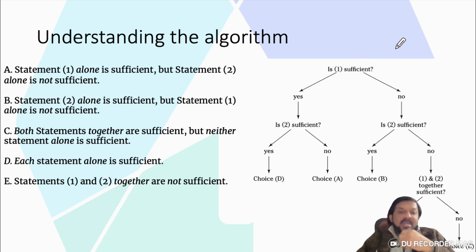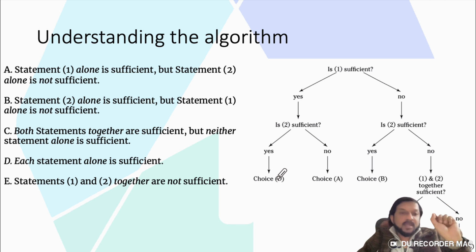1. Is statement 1 sufficient to answer the question? If yes, you move to checking statement 2 and see if it is sufficient to answer the question. If I go with both the yeses, that means statement 1 as well as statement 2 is sufficient to answer the question, which means that automatically we say that each statement alone is sufficient to answer the question. So the choice is D.